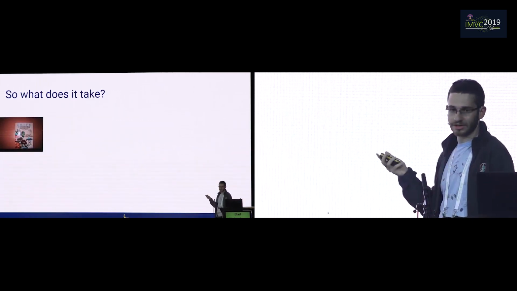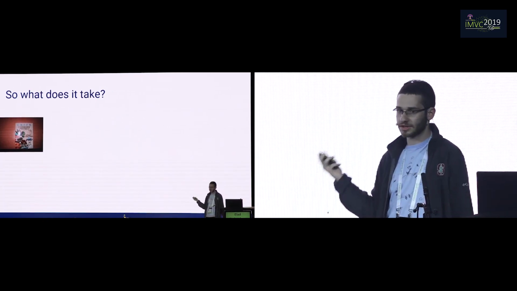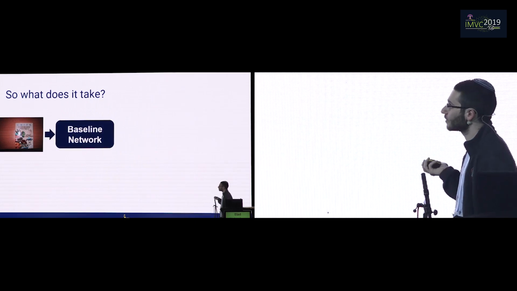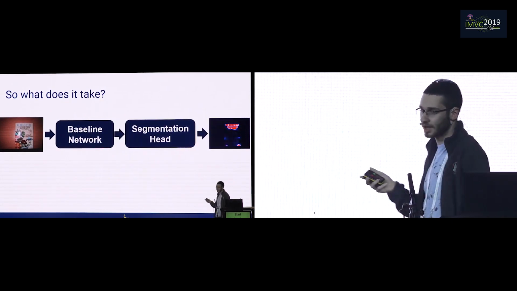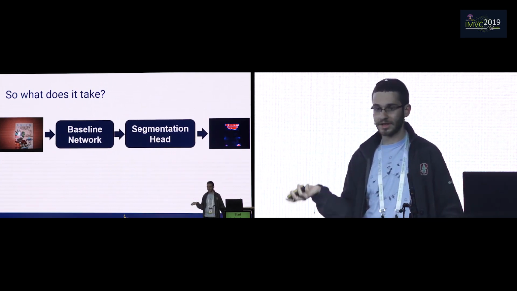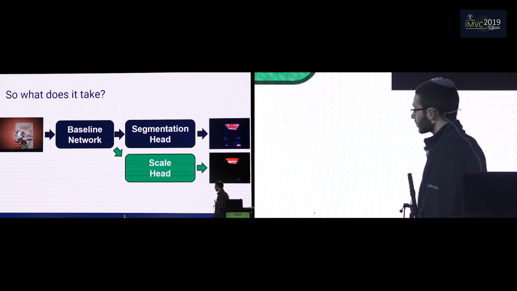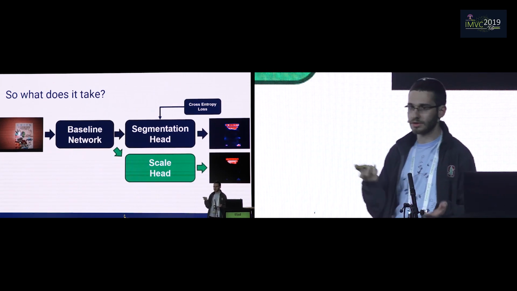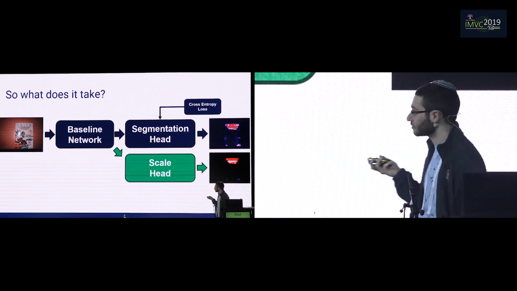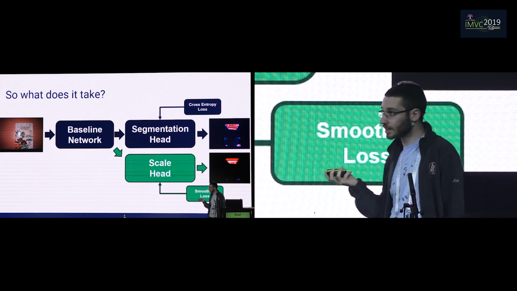And to implement, so what does it take to actually implement this method? If you want to try it on your text detection or other object detection algorithm, let's say you have a working baseline network, which has a segmentation head and learns the raw segmentation. All we have to do is to add a scale head, which learns a scale. The segmentation is trained with some cross-entropy or other smart regularization you might have on your segmentation problem. The scale head is trained with a regression L1 loss. And that's basically it.